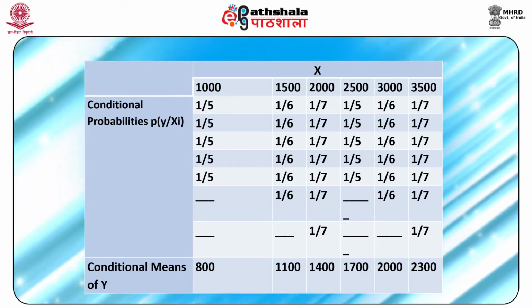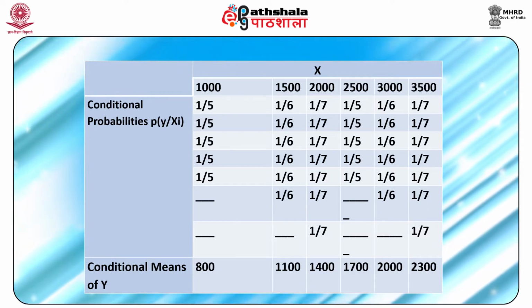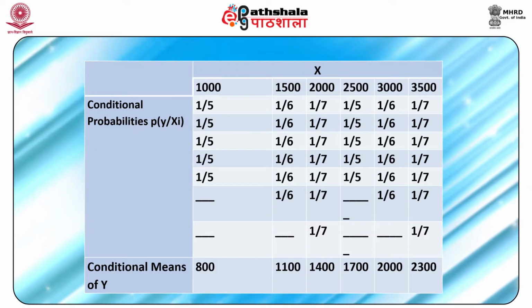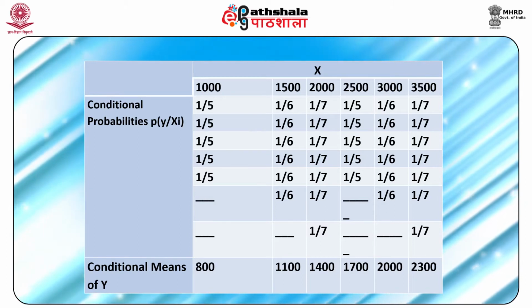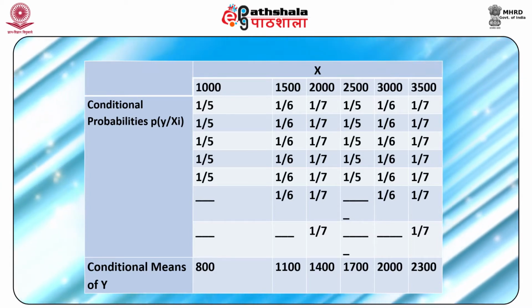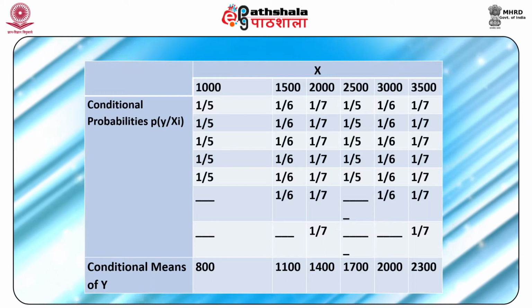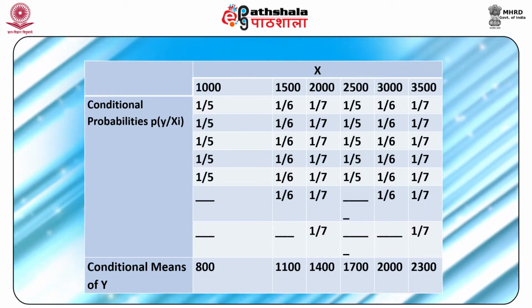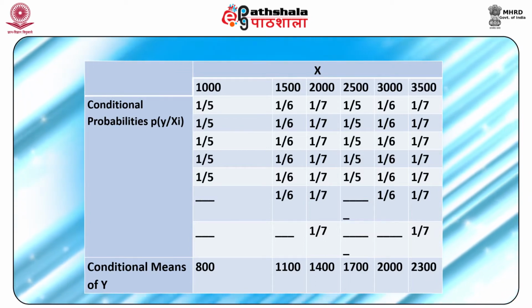So if you look at the cell value 1 by 5, what we are saying is that it is the probability of a particular level of consumption given a particular level of income. So if the income is 1000 rupees, we are saying the probability is 1 by 5 that this particular household or family will have a particular level of consumption, because there are only 5 families in this category. Similarly, if you look at the next level of income, which is 1500, since there are 6 families, the conditional probability of each of these families is 1 by 6, and so on.